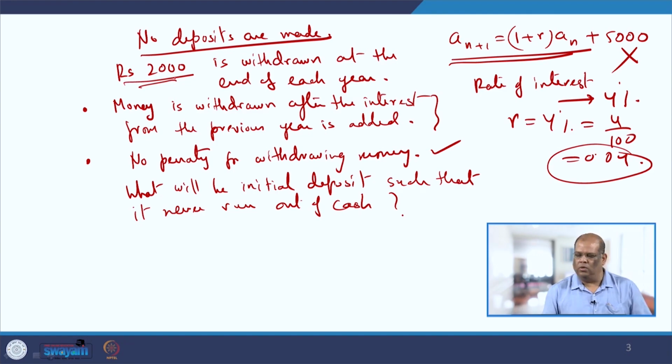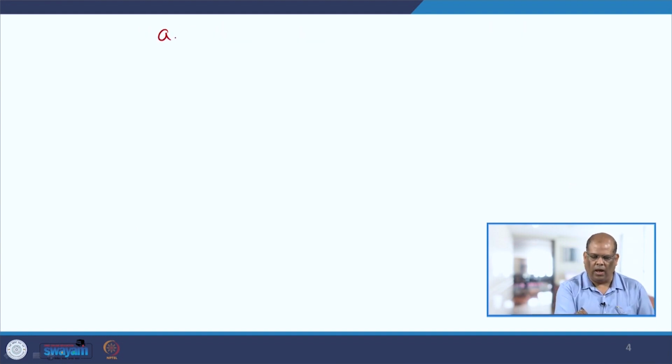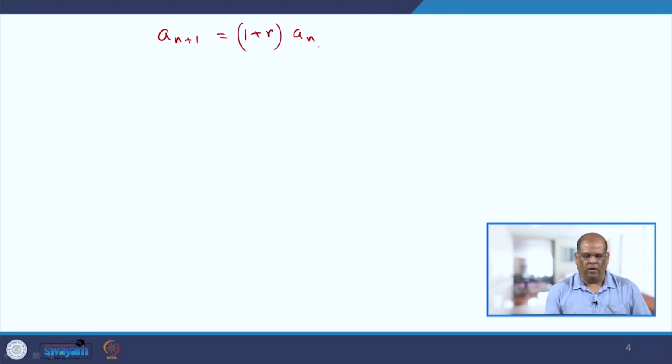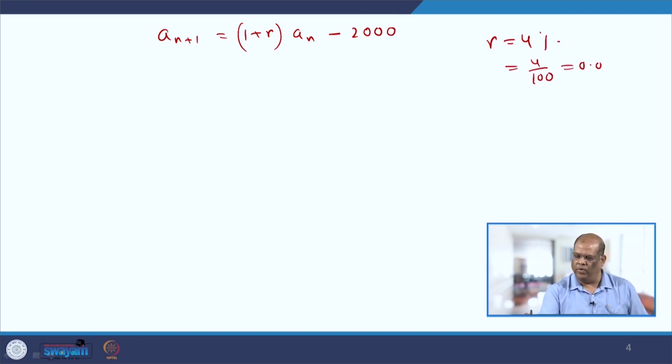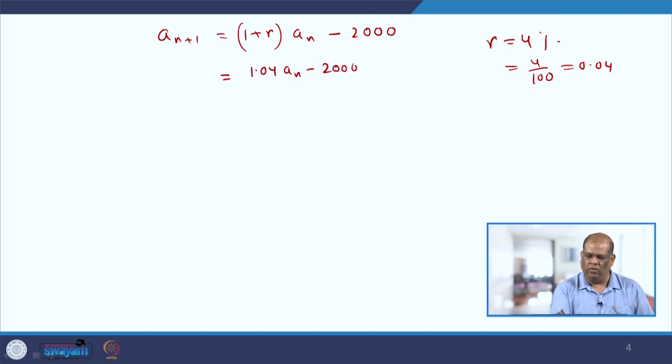So, if you want to model this, this part remains the same, that is A_(n+1) equal to (1 plus r) into A_n, but then you are withdrawing the money. So, minus 2,000 every year, and your r, as told, is 4%, which is 4 by 100, which is 0.04, and this is equal to 1.04 into A_n minus 2,000, this is A_(n+1).